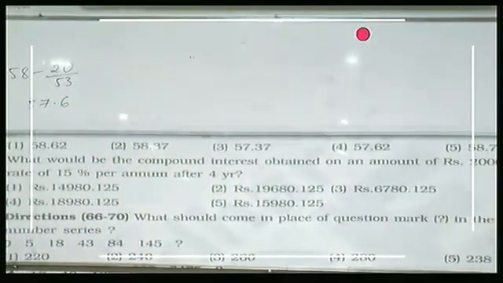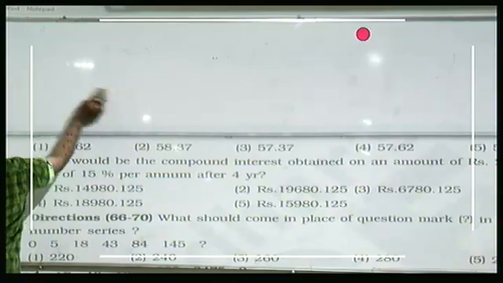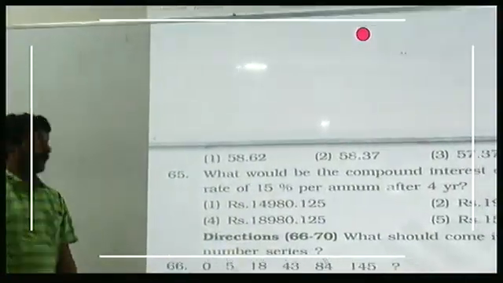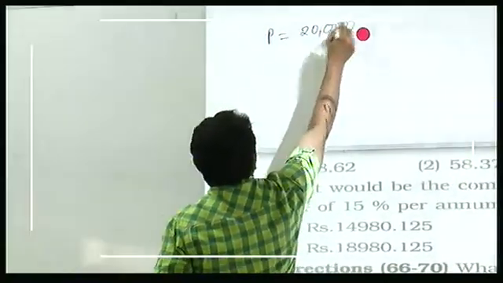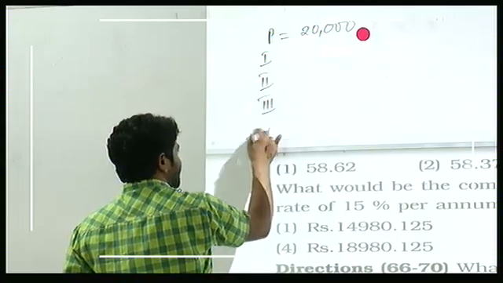What would be the compound interest obtained on an amount of 20,000 at the rate of 15% per annum after 4 years? It asks about only compound interest. Compound interest only, right? Right, for 4 years. Write your principal and then start. Your principal is 20,000. First year interest, second year interest, third year interest, fourth year interest.